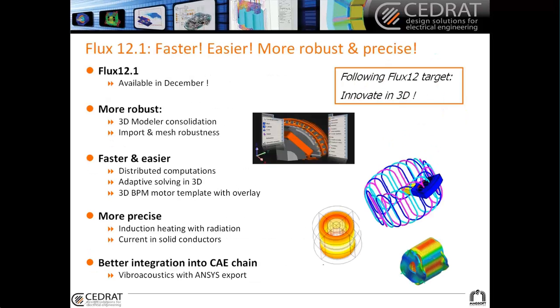Now to conclude this presentation of new features in Flux 12.1, you could see that we made some work for making the modeler more robust and more efficient, and you might enjoy the import capabilities that are much higher than before, so you can trust them very strongly. You will enjoy the fast and easy way to compute distribution, to run adaptive solving computations. And if you are motor designers, you will enjoy the overlays, which will be available for people already owning the overlays. It's not something new that you have to buy. If you already have the overlay in 2D, you have the overlay in 3D.